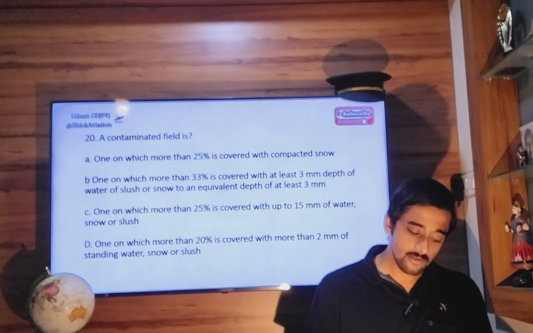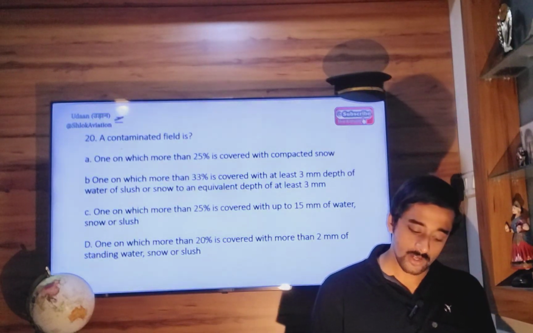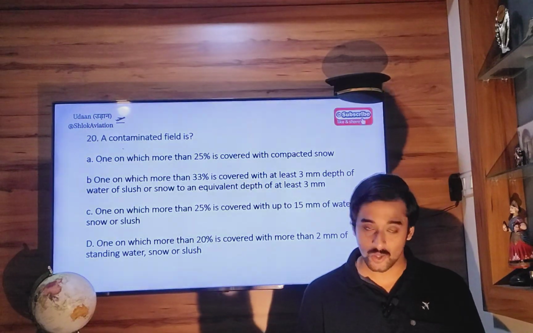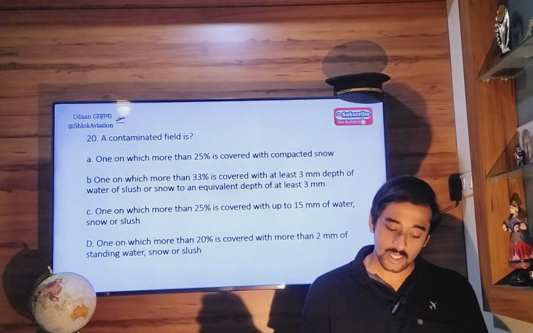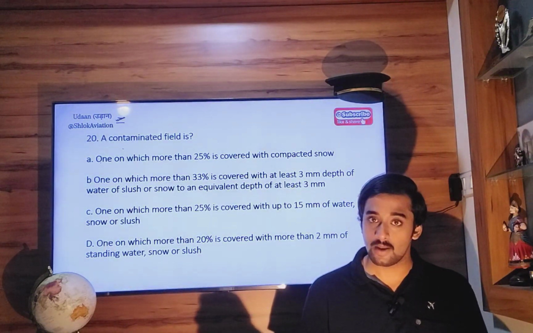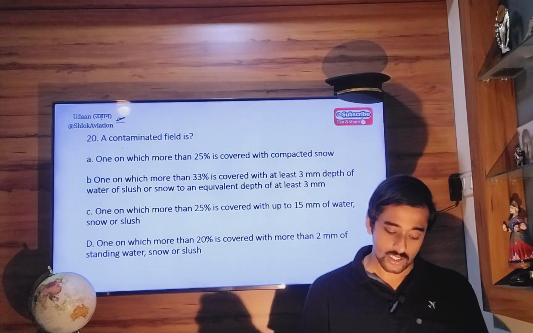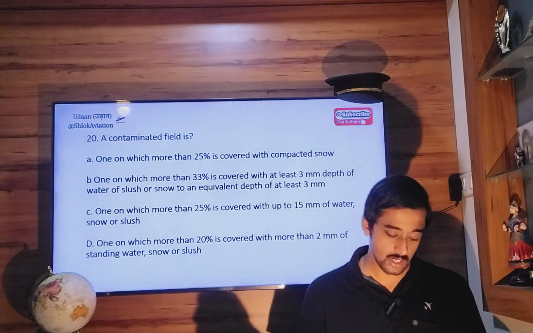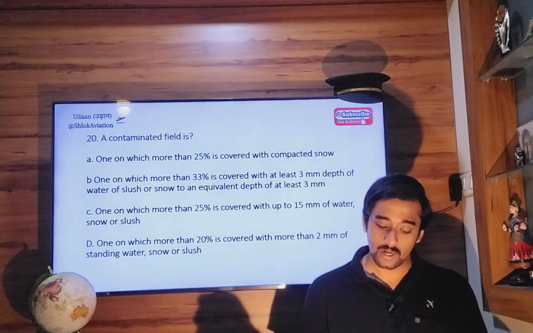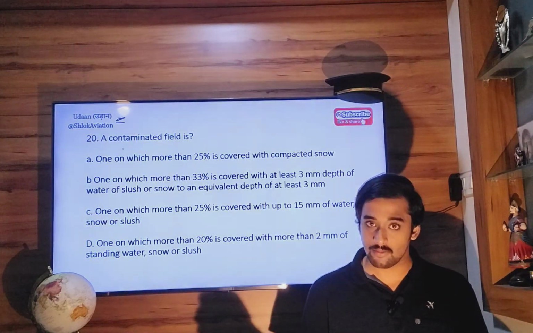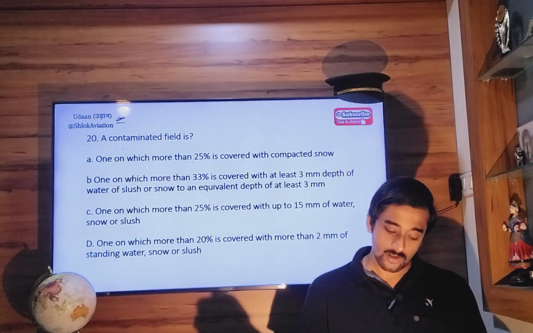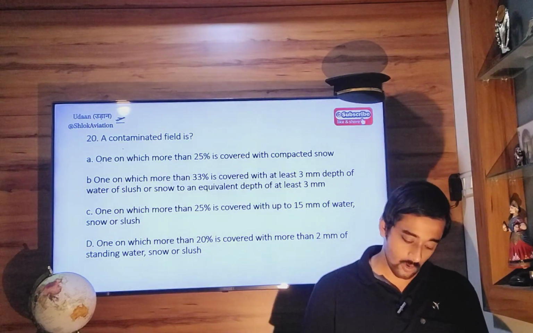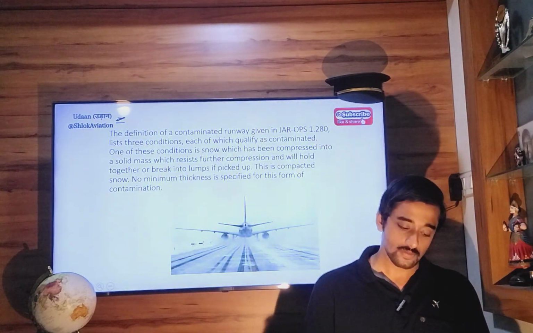A contaminated runway is what? One on which more than 25% is covered with compact snow, one on which more than 33% is covered with 3 millimeter depth of water, plus snow to an equivalent depth of at least 3 millimeter, one on which more than 25% is covered with 15 millimeter water, one on which more than 20% is covered with more than 2 millimeter standing water, snow or slush.